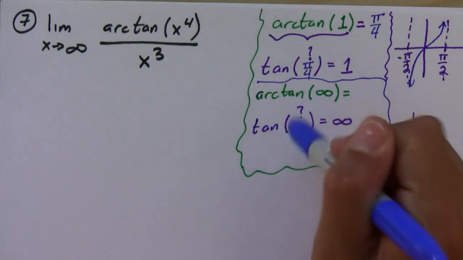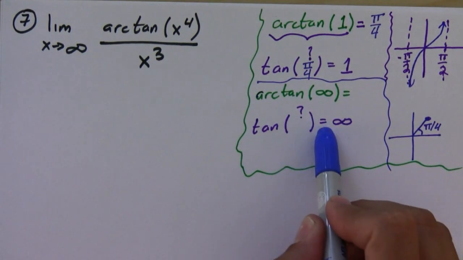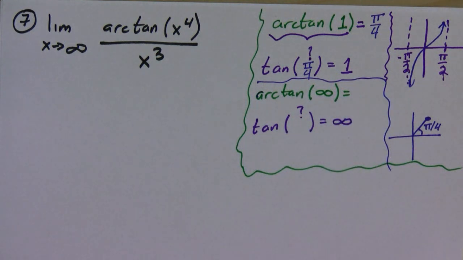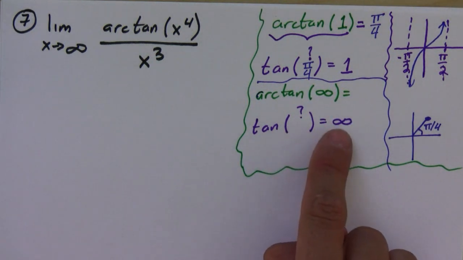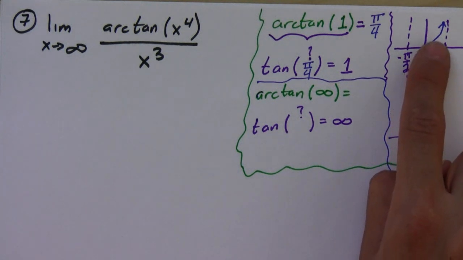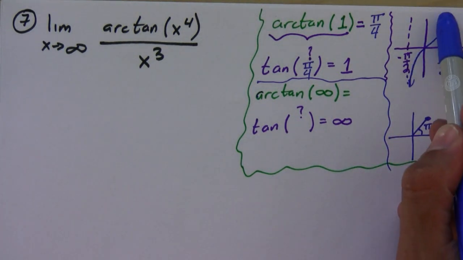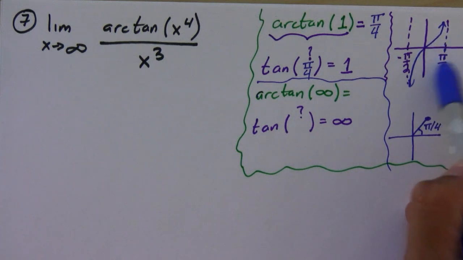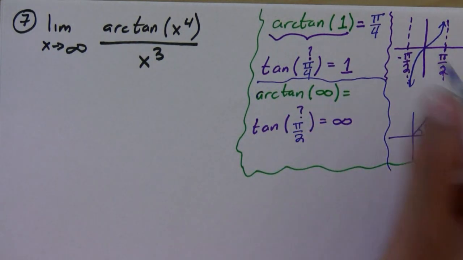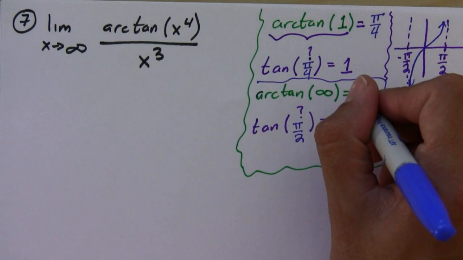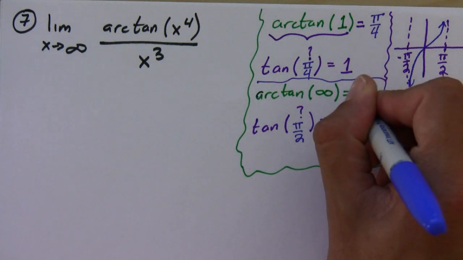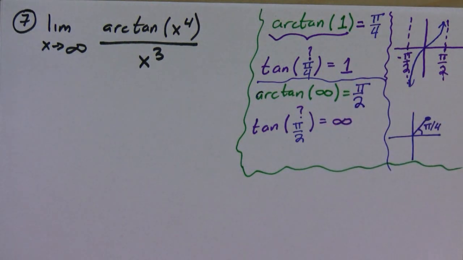Okay, so let's go back to this question. So it's saying tangent of what angle equals infinity? Well, it doesn't really mean equals infinity. It's saying that for what angle is tangent approaching infinity? Okay, so if we look at our graph, tangent's going up to infinity right here, and that particular angle is pi over 2. And so the answer to this is pi over 2.